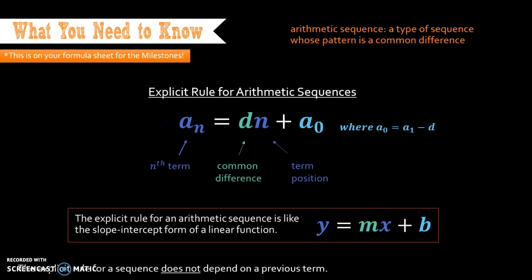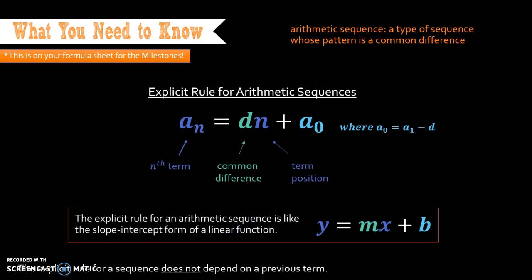The explicit rule of a sequence does not depend on a previous term. So when we are looking at writing the rule or the equation for a sequence, the explicit rule is most of the time going to be the easiest one to use because we don't have to do a ton of work to fill in all of the missing pieces.